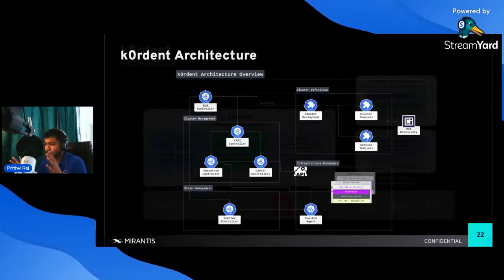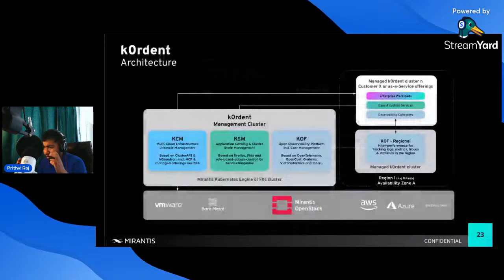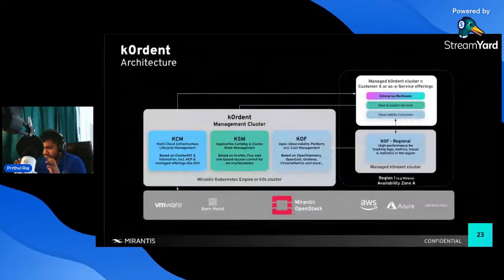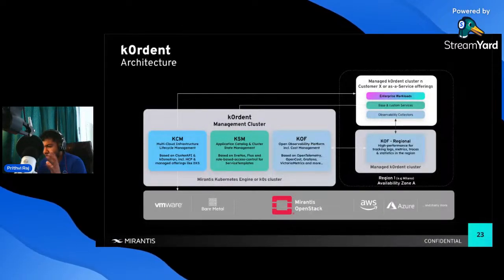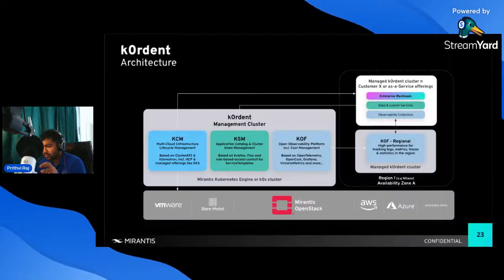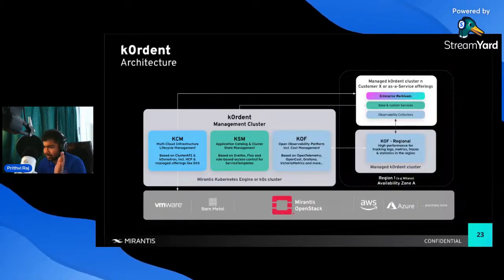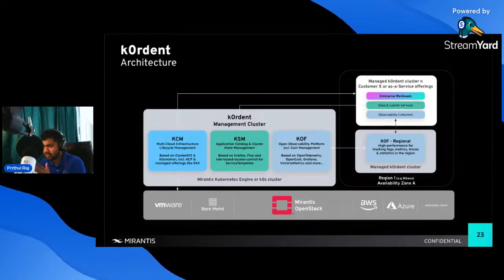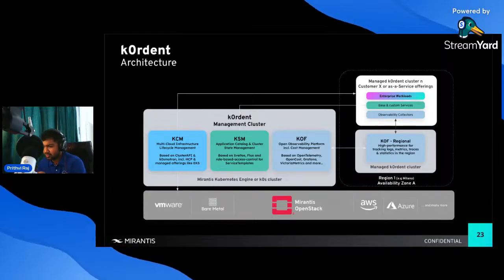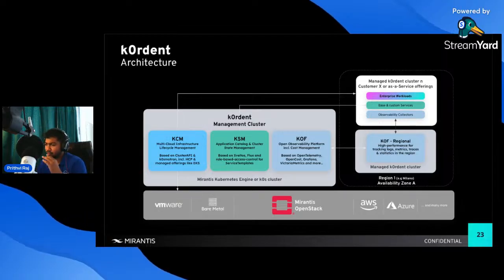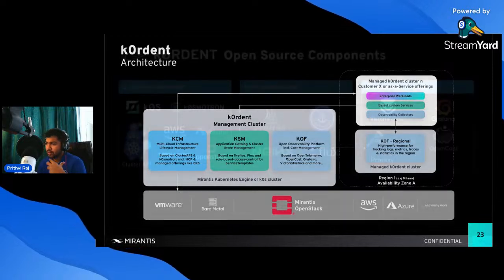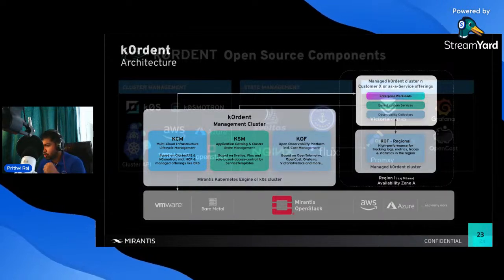And if you look at a closer overview, this is how the Cordant architecture looks without all the subcomponents. Your KCM is helping you manage your different clusters. KSM is the state manager. KOF is the observability and FinOps component, which is based on OpenTelemetry, OpenCost, Grafana, VictoriaMetrics, and more. And you can manage your hybrid cloud, multi-cloud, and different cloud environments and platforms using Cordant.